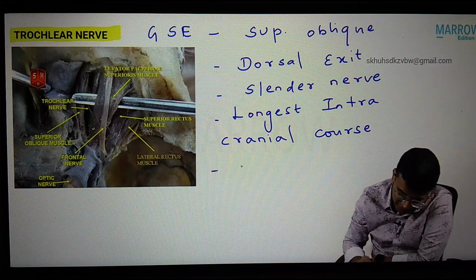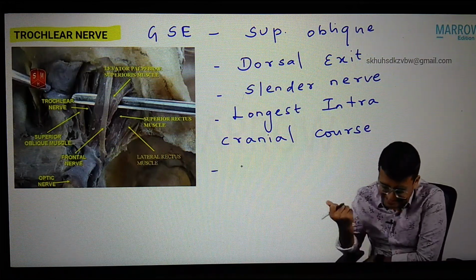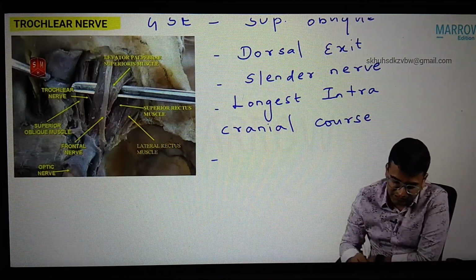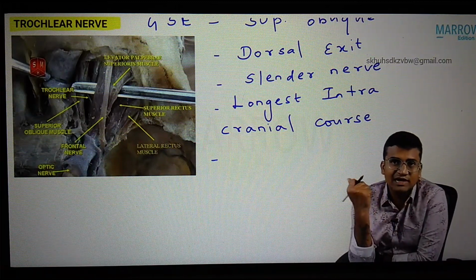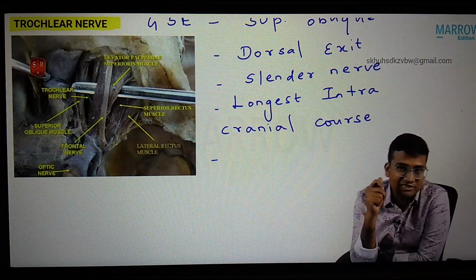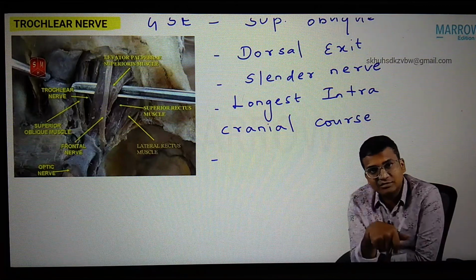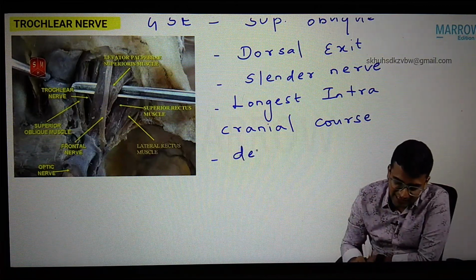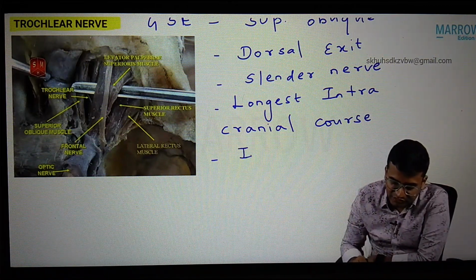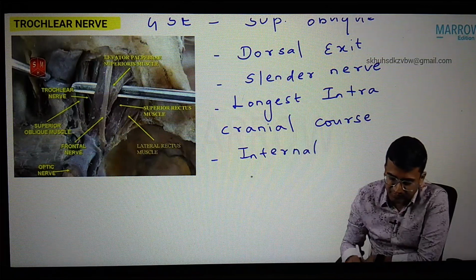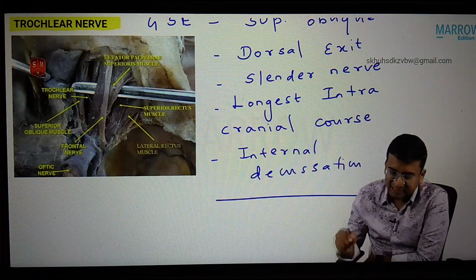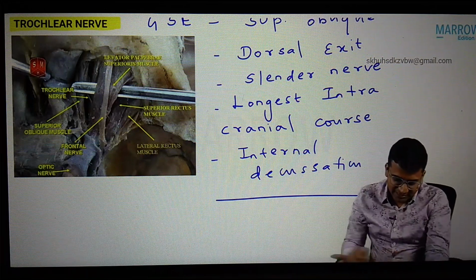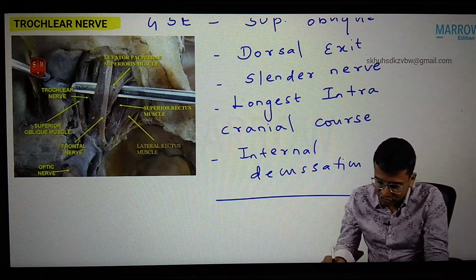Longest intracranial course. And it is the nerve which decussates inside the brain. No other cranial nerve crosses inside the brain; it is the only nerve which crosses inside the brain. That is internal decussation. Is that clear? So these are the basic points for the trochlear nerve.